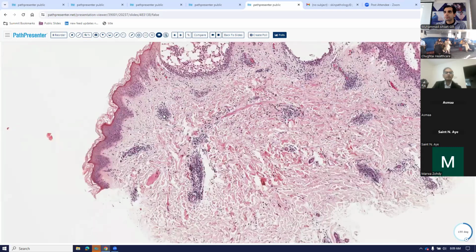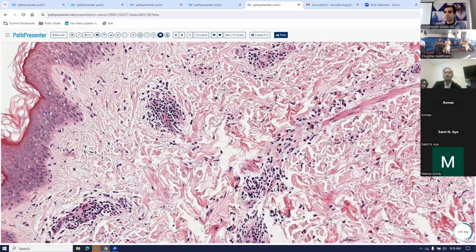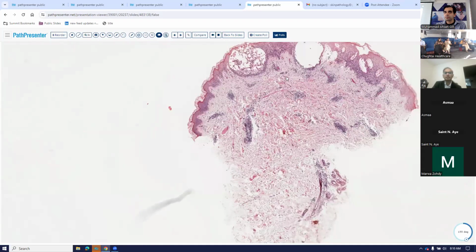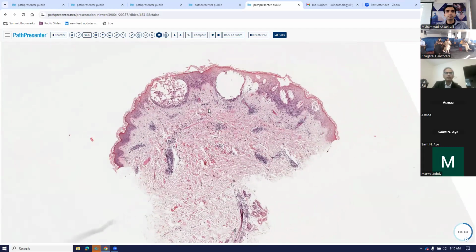If I go high power, it's composed mostly of lymphocytes, and then there are a couple of scattered eosinophils. You can see a couple of scattered eosinophils. If you take all this together, then we are dealing with a spongiotic reaction pattern. And if you can give that to the clinician, they are more than happy, because remember, spongiosis can be caused by 800 different things. So trying to pigeonhole this into a very specific diagnosis just based on histology is going to be very, very difficult.